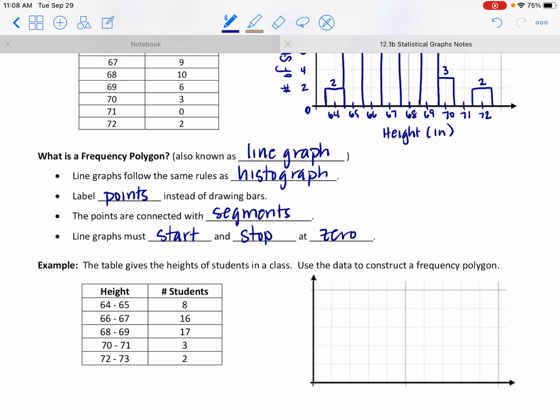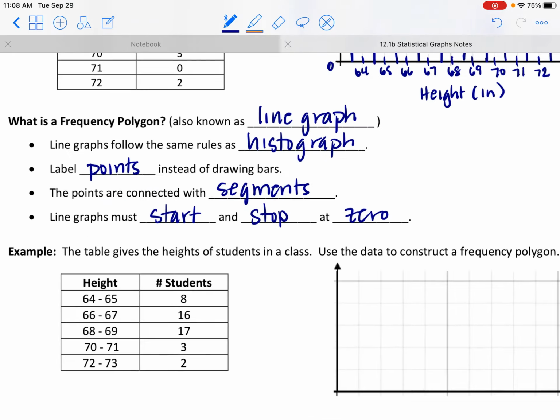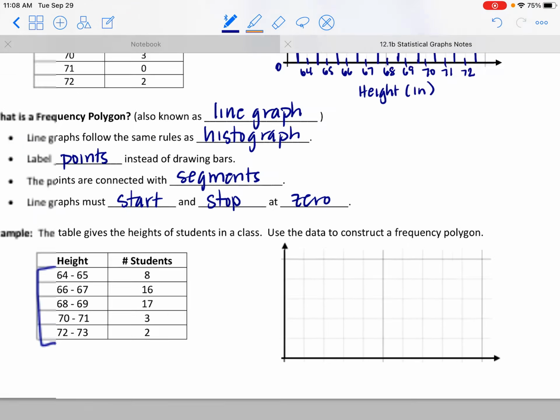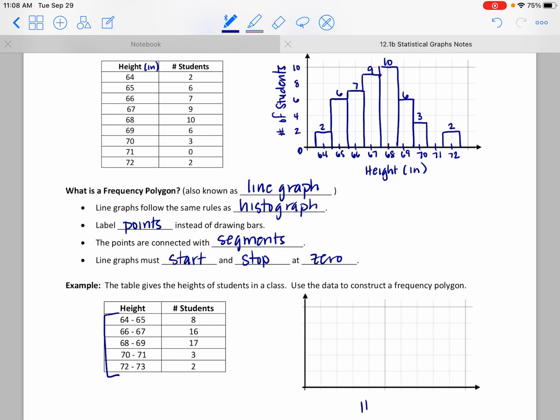Okay, so basically the same rules though, where observed values go on the bottom, frequencies go vertically. So again, it's the same information that we had in the previous graph, except what you'll notice here is that our heights are grouped into classes. So this is still going to be heights down here. So we're going to put height in inches, and this is still going to be number of students.